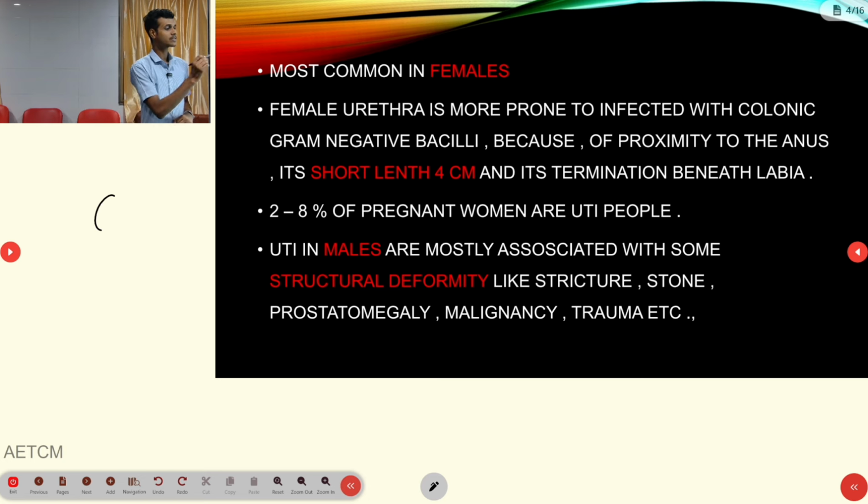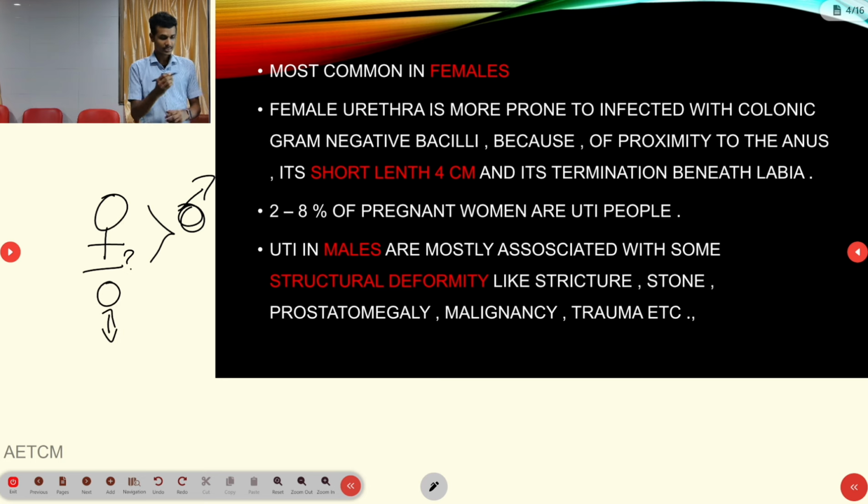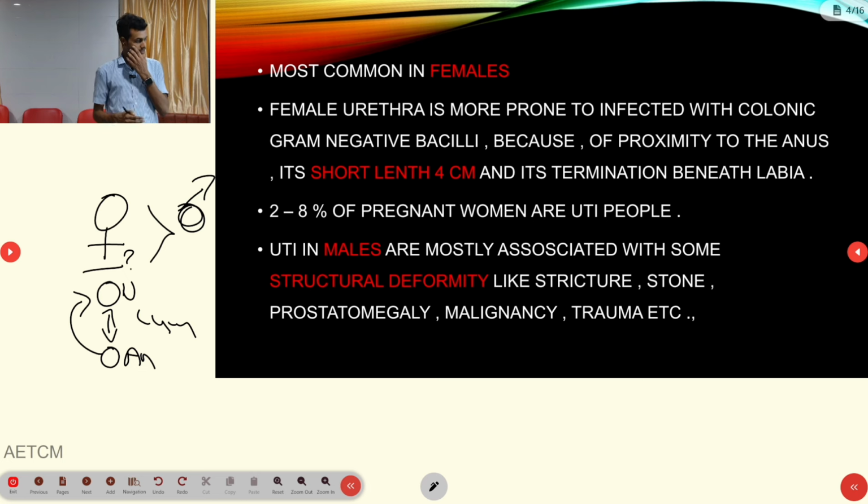Urinary tract infection is most common in female cases compared with male cases. What is the reason? The anatomical structure is one reason. The distance between the urethra and the anal canal opening is very short compared with the male, less than 4 centimeters. That is one reason why the incidence is higher in females. We know the anal canal is a highly contaminated area, so organisms easily reach the urinary tract and cause urinary tract infection.